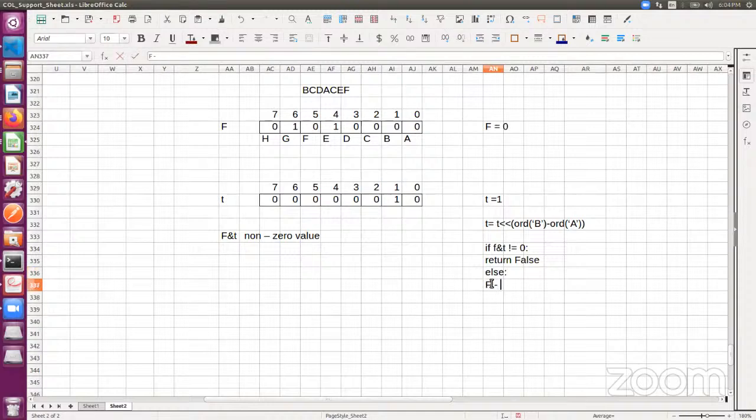F is equal to F bitwise OR T. Now what happens? This corresponding location will be set here also, which means that B has occurred. Understood? So now you will iterate this for the entire loop, all the characters. Then finally, if it is not breaking in between, you will return true. That's all. So did all of you understand? Any doubts in this?